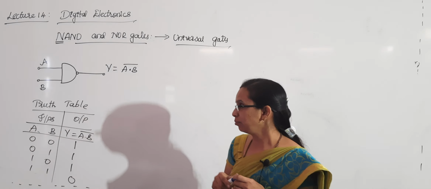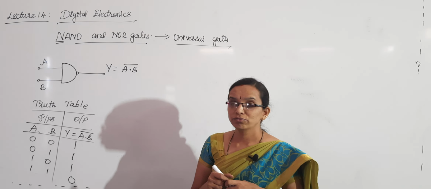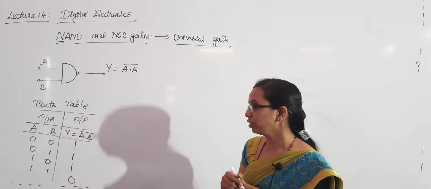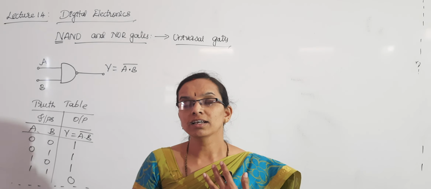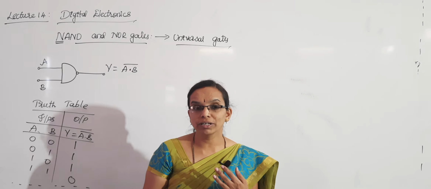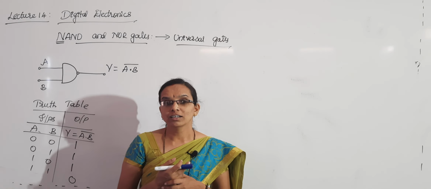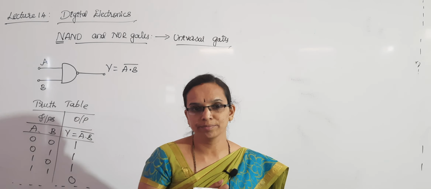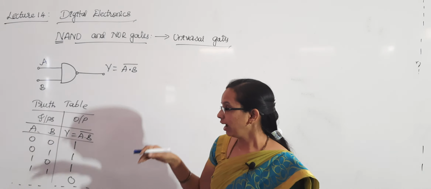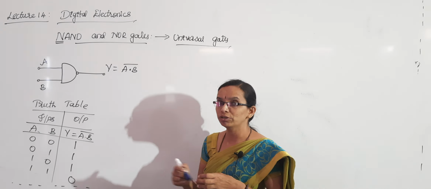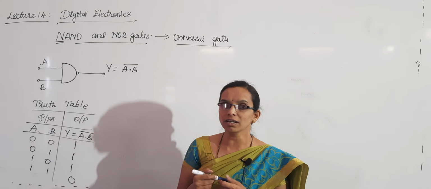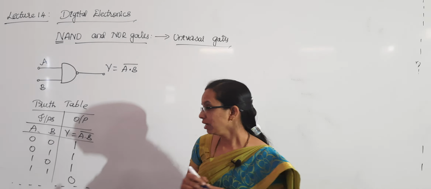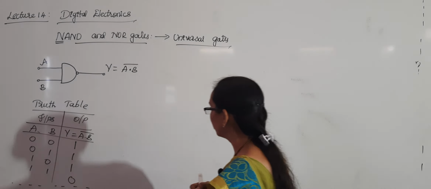NAND gate is nothing but one which gives the high output when any one of the inputs is low. AND gate gives high output when all the inputs are high, right? NAND gate gives high output when any one of the inputs is low or all the inputs are low. Okay, this is our NAND gate.